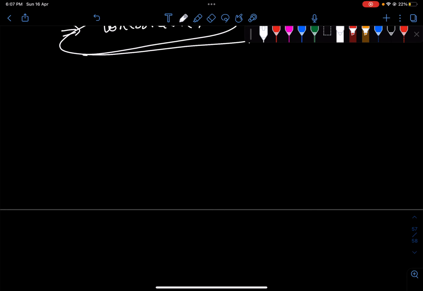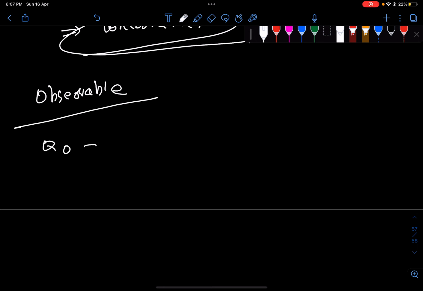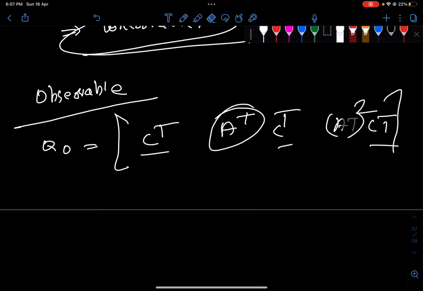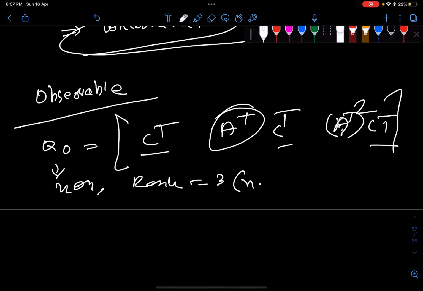And similarly for observable. Observable QO is nothing but C transpose, which is common everywhere, and A transpose, A transpose the whole square. Similar concept. So for the observability matrix, start from C transpose. C transpose is common here, and A transpose, A transpose squared. You can use your calculator, check whether it is non-singular as well as rank equal to the number of state variables. Then we can say it is observable.